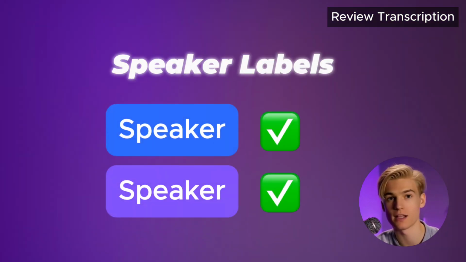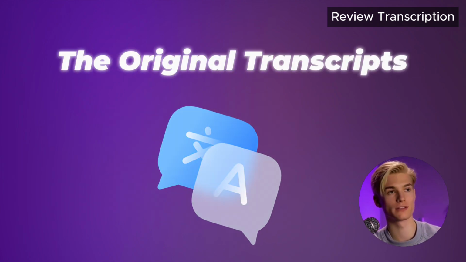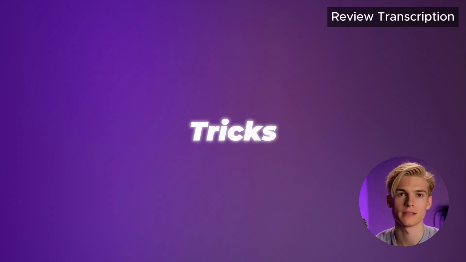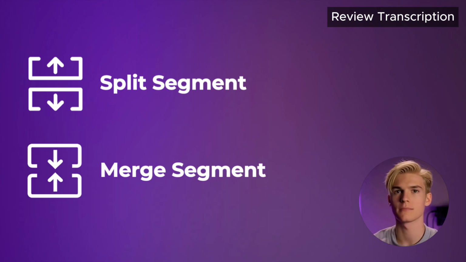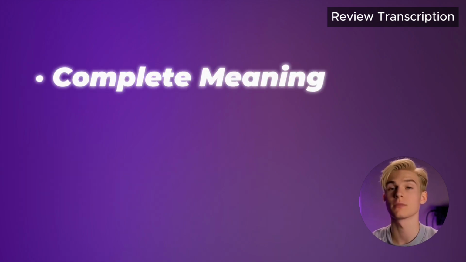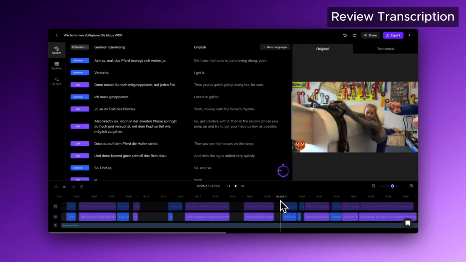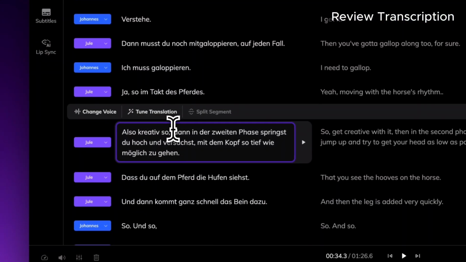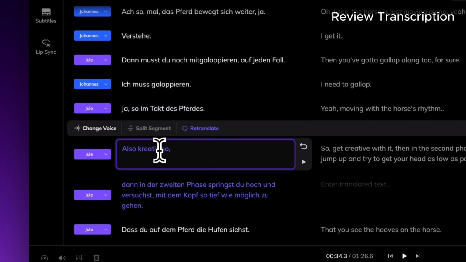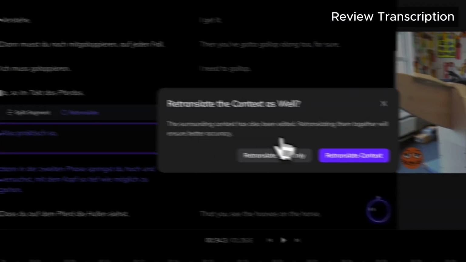After checking the speaker labels, we can now review the original transcripts. And here are some tricks. You can split and merge the segment if needed. This helps keep the meaning complete and makes the dubbing sound more natural. To split a segment, click on the line and pinpoint the exact moment in the middle where you want to break it apart. And if you spot any errors in transcription, you can easily click on the segment and edit them directly, like you would in a doc, and retranslate accordingly.